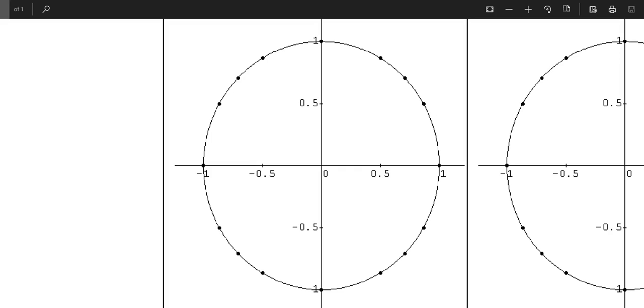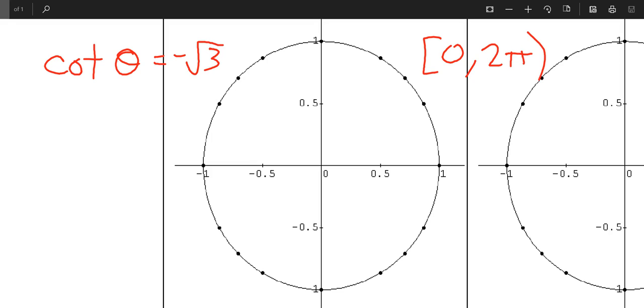How about answers have to be from 0 to 2 pi. Answer the question. Start thinking regular trig function.